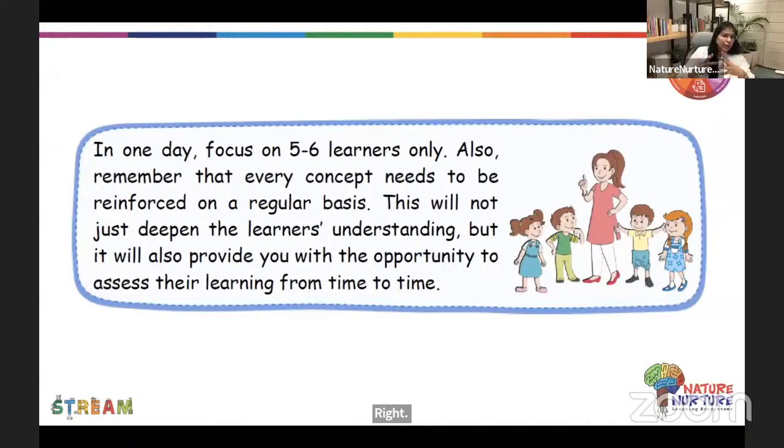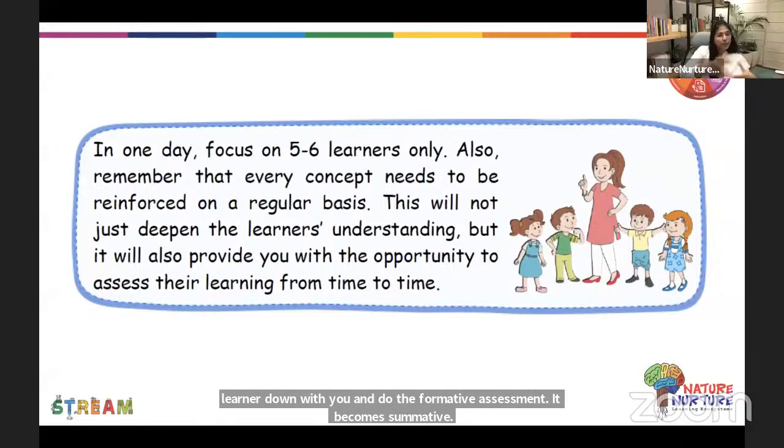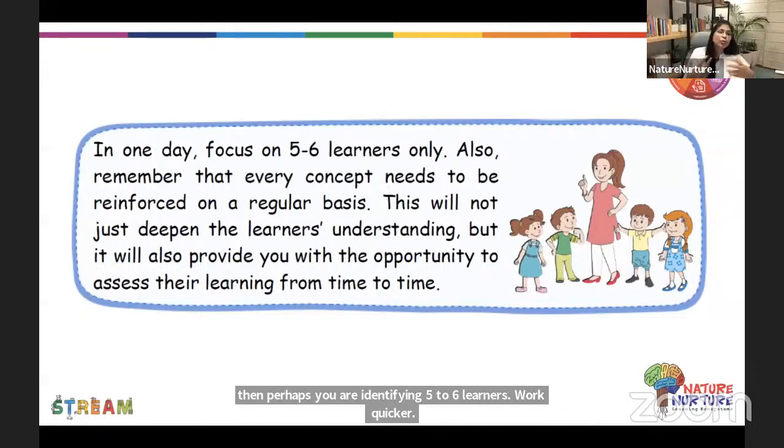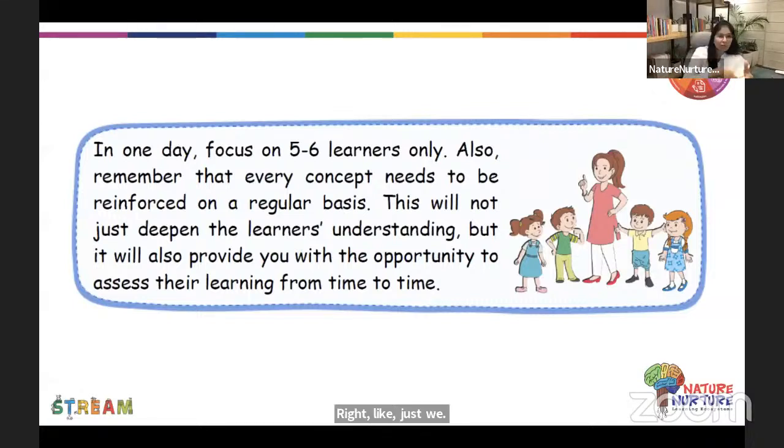See, if you identify 2 days and you make every learner sit down with you and do the formative assessment, it becomes summative. When you are doing your daily teaching learning, and then perhaps you are identifying 5 to 6 learners who are quicker, right? Like Jasveer. So perhaps you throw a question and she responds, and the learners who need support, they are listening. They are learning from their peers, right?